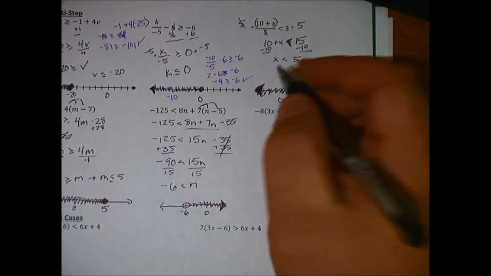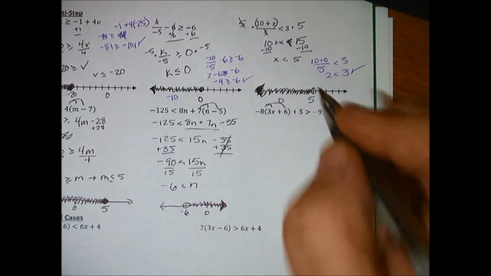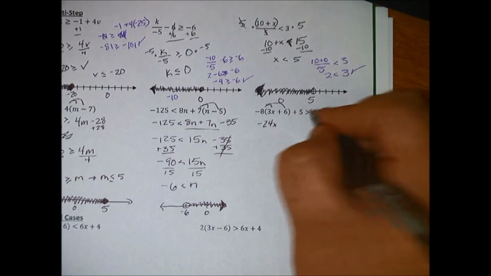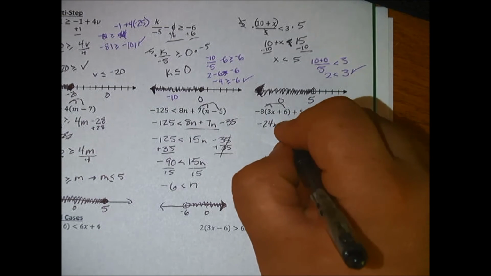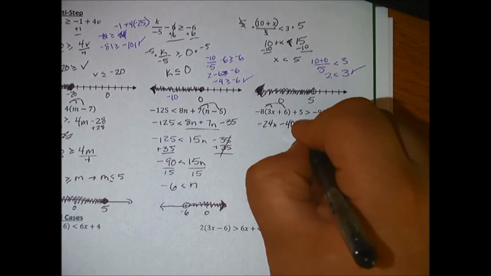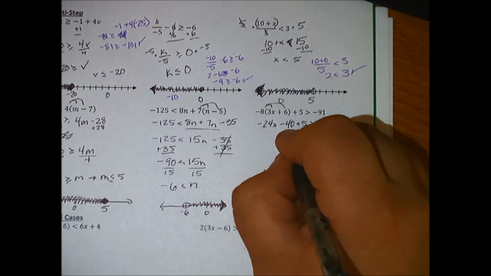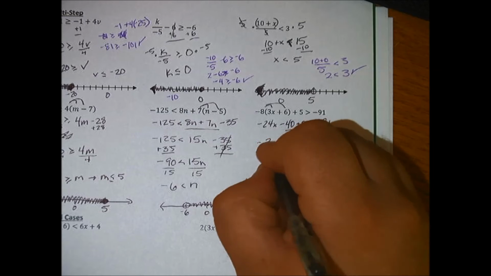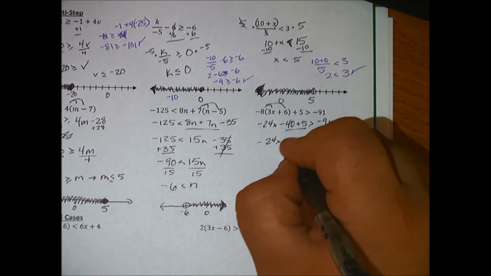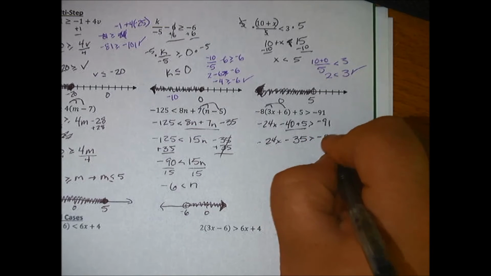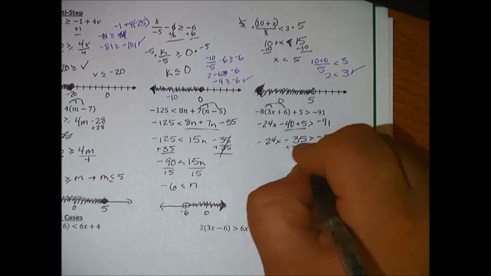Okay, hopefully you got a chance to do that. Let's go ahead and distribute first. Hopefully that's what you did. Negative 24x, and there we have a negative 40 plus 5 greater than negative 91. Hopefully you combined like terms first to give you negative 35 greater than negative 91. Add 35.